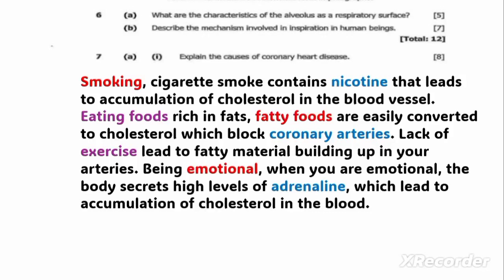Lack of exercise can lead to fat material building up in your arteries. So lack of exercise can also lead to coronary heart disease. Being emotional. When you are emotional, the body secretes high levels of adrenaline, which leads to accumulation of cholesterol in the blood. So when you are stressed, a huge volume of adrenaline is secreted in the blood, thereby blocking the coronary artery. So these are some of the causes of coronary heart disease.